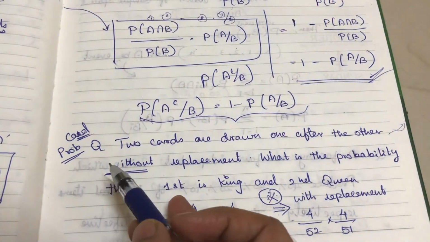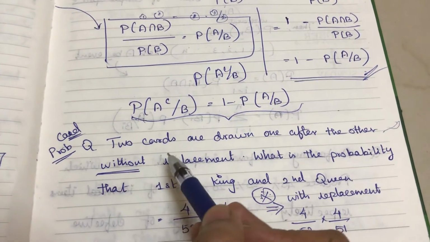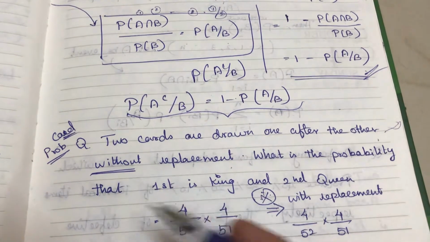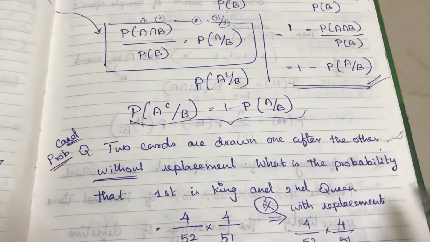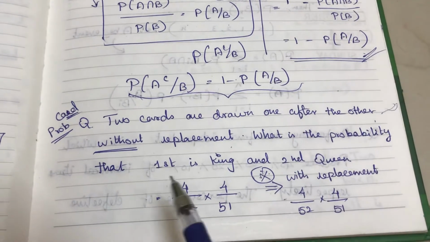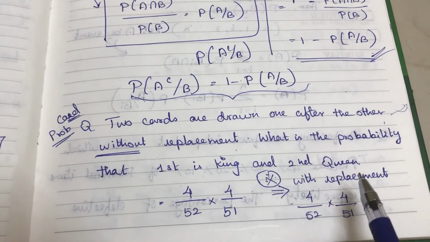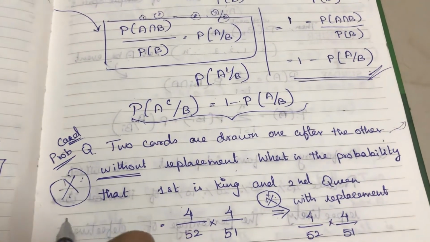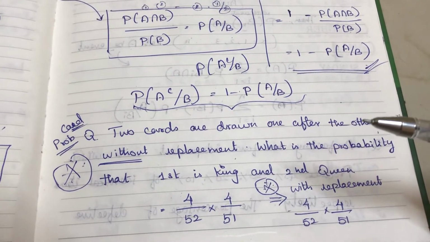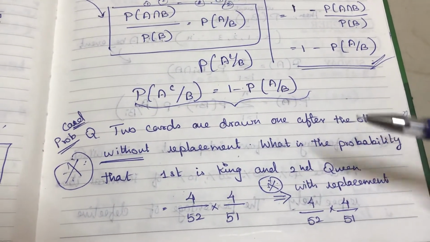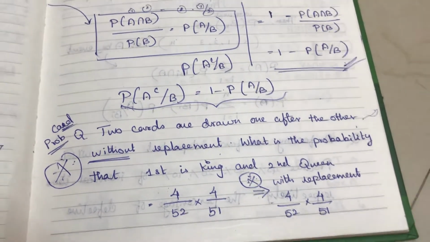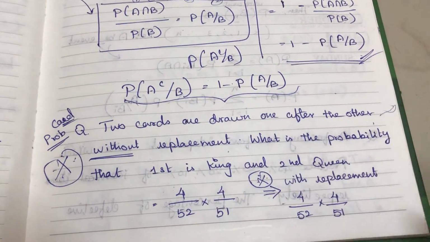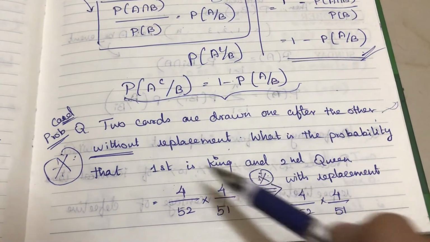So let's see some sums problems here. Two cards are drawn one after another without replacement. So they didn't replace, they are just taking the two cards here. What is the probability that first is king and second is queen, with replacement? This is a card problem and it is a most important one. I just got this sum on the net, so I'm just telling this in this video, just only one sum. Okay, two cards are drawn, as I said, 1 and 2. So what is the probability that first one is a king and second one is a queen?